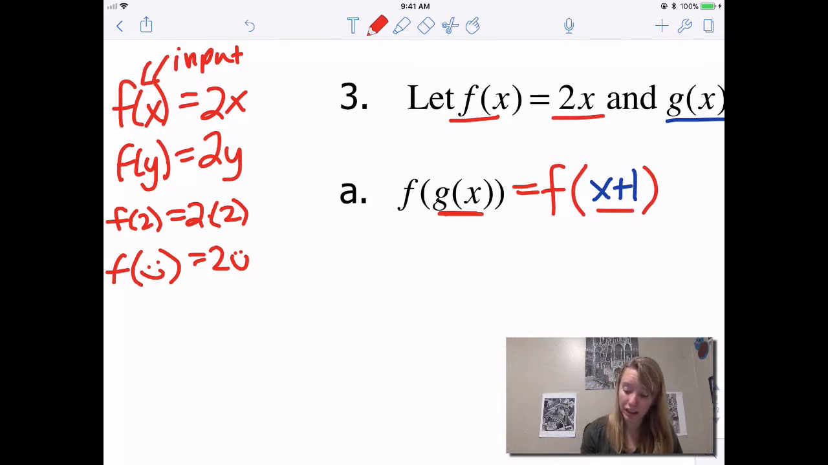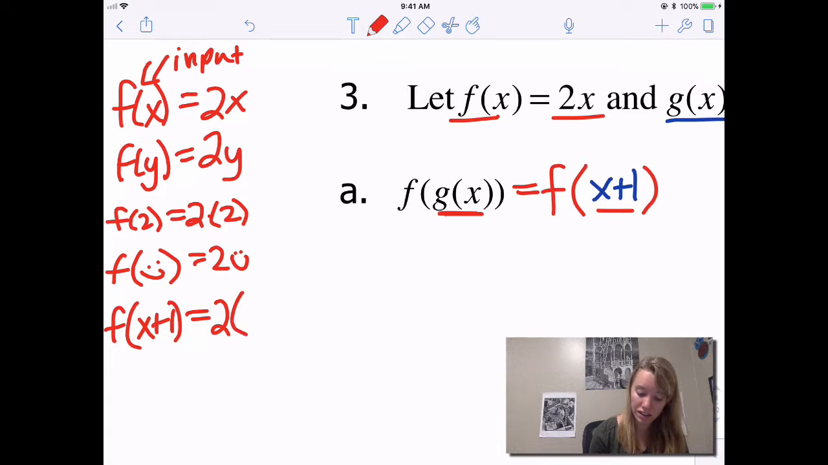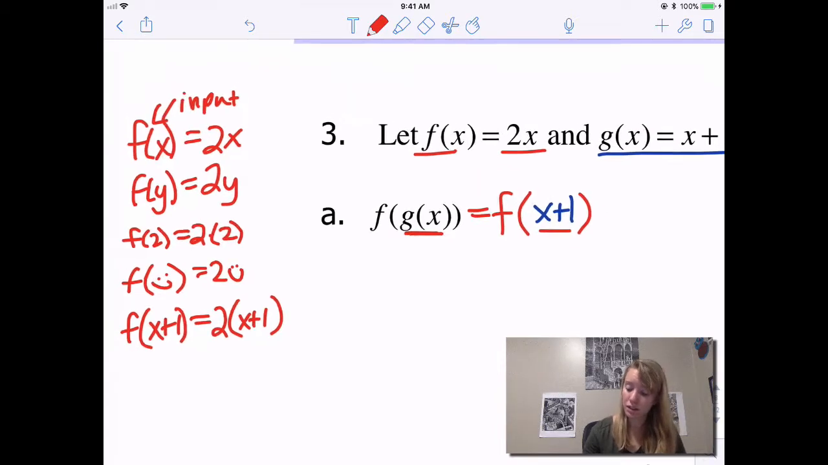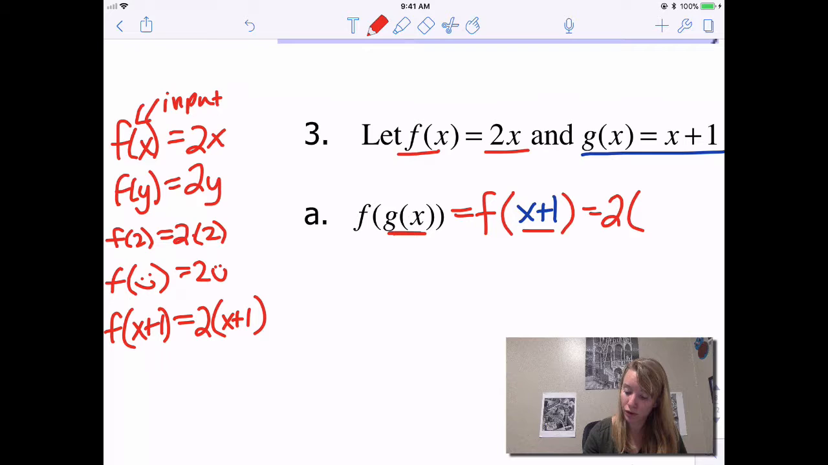This time I'm plugging in x plus 1. So if I plug in x plus 1, the 2 doesn't change. What changes is instead of x, or instead of smiley face, or instead of 2, I'm going to put an x plus 1. So that's what I'm going to write here. This becomes 2, and then I'll keep it in blue, x plus 1. So notice this x plus 1 matches this x plus 1. I've totally substituted out x. Now I can distribute, and I get 2x plus 2.